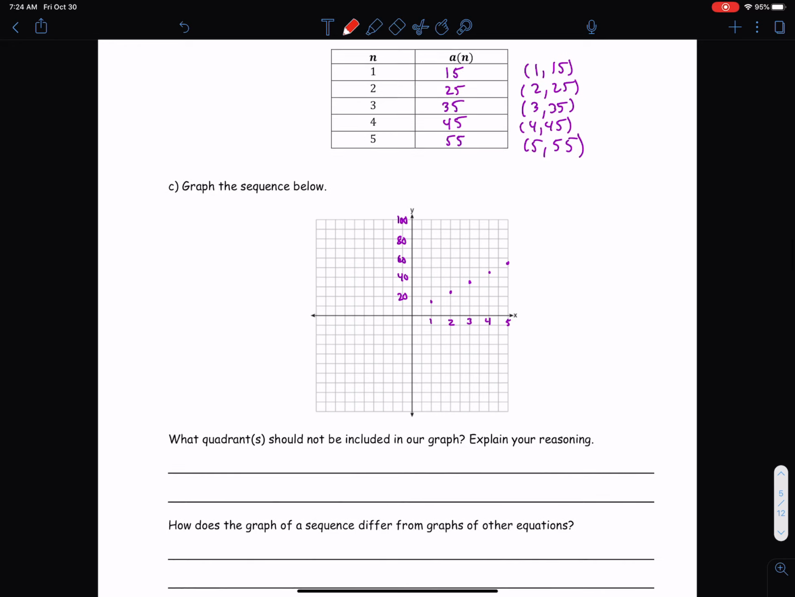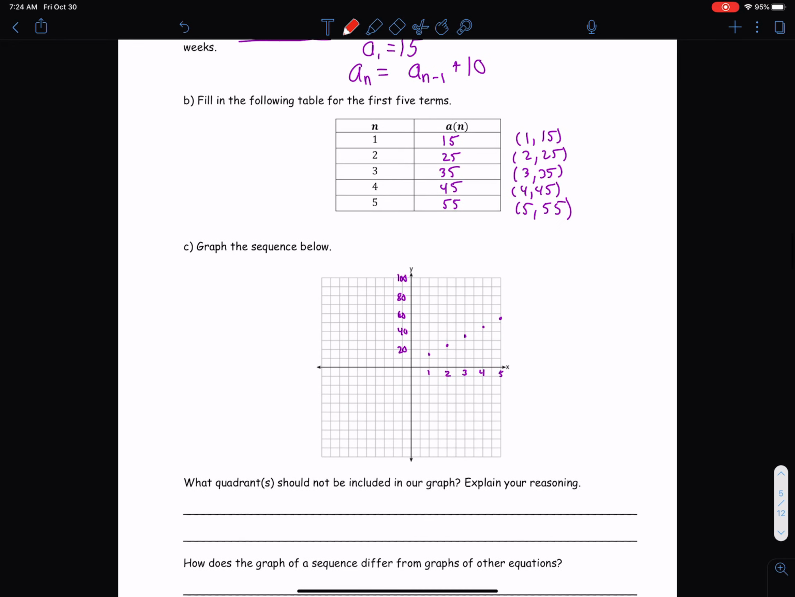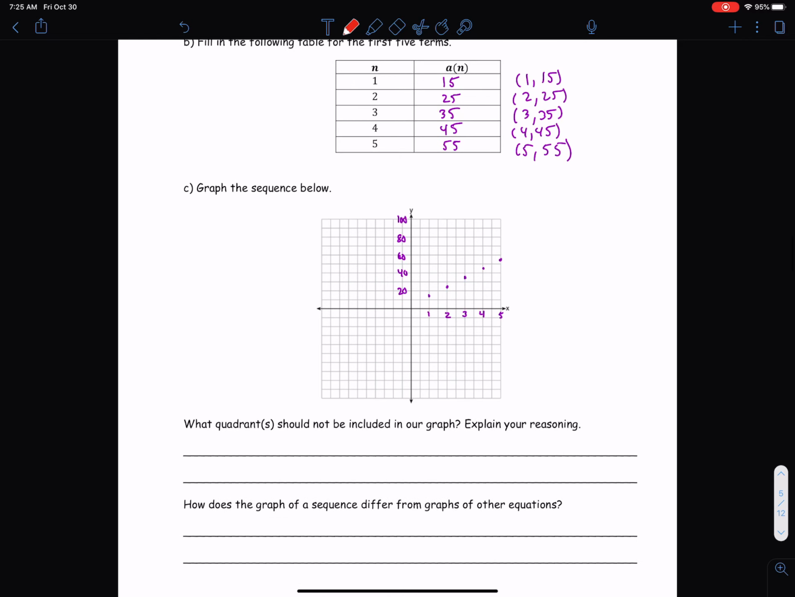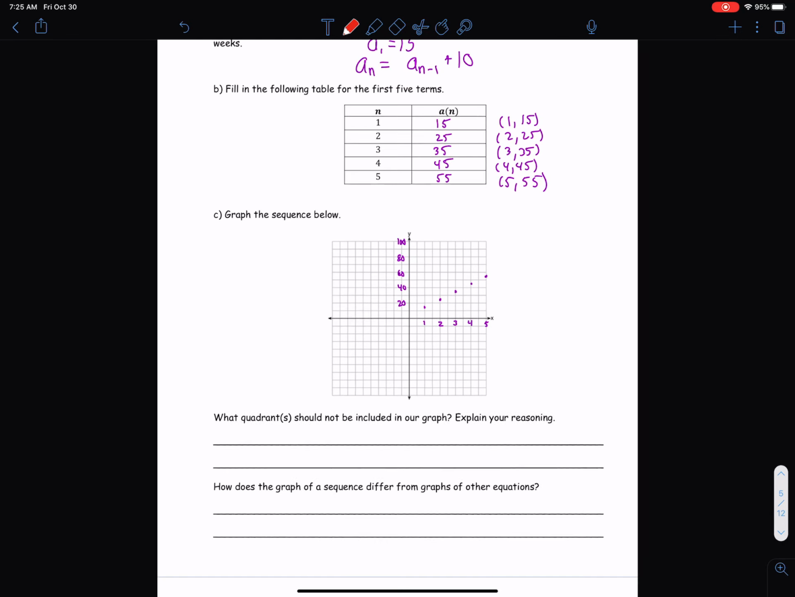So, what quadrants should not be included on our graph? And explain your reasoning. I want you guys to actually do these next two questions. So pause the video and answer these next two questions. And play it once you're done.